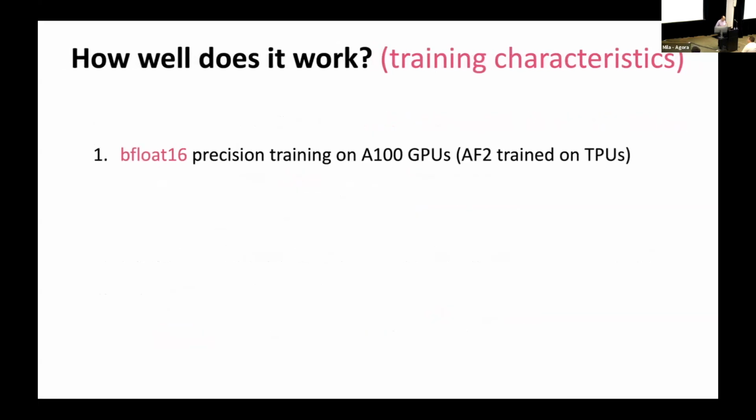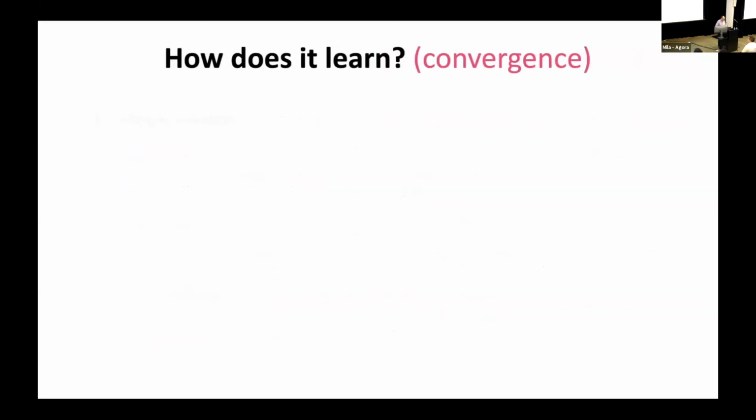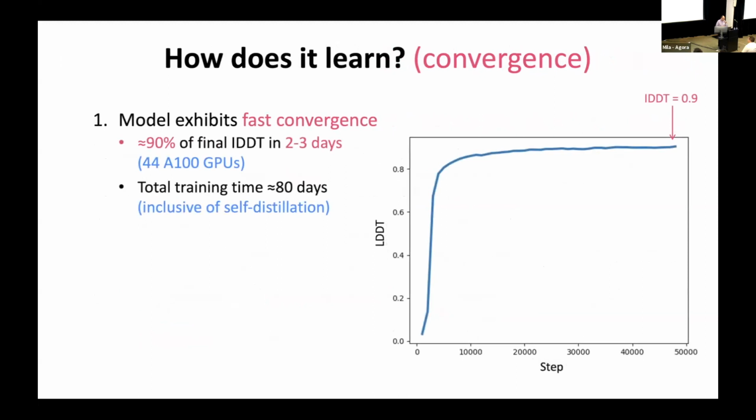Now, there are some technical points on precision and so on, but I'll skip these because I want to get to the more interesting pieces. So let me make one quick point on convergence, right? One question was, how much compute do you need to train the system? We trained it for about a couple of months on 40 A100 GPUs, which is obviously a fair amount of investment for an academic lab. But maybe not surprisingly, the model does exhibit very fast convergence, and in the first couple of days you get about 90% of the final performance.